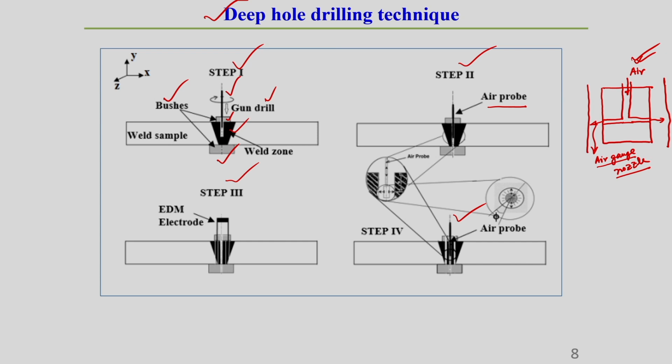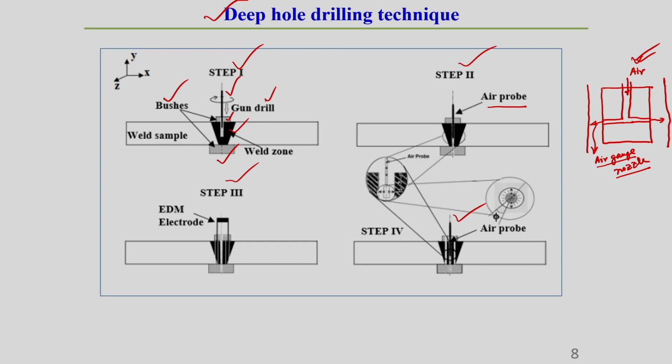Once air is passed through the probe body to the nozzle, a back pressure is produced by the surface of the workpiece. An air gauge readout senses the resulting back pressure and displays the size of the workpiece. This you should just keep in mind.